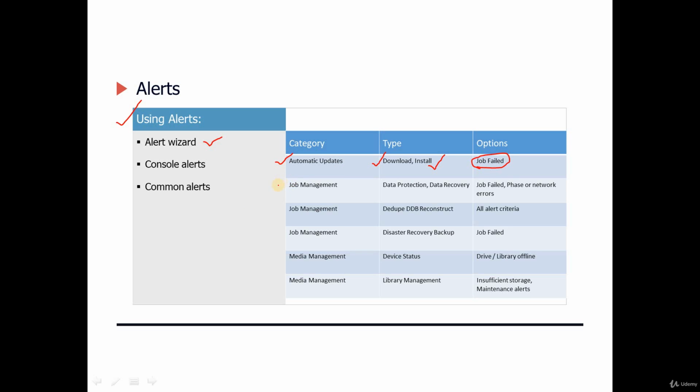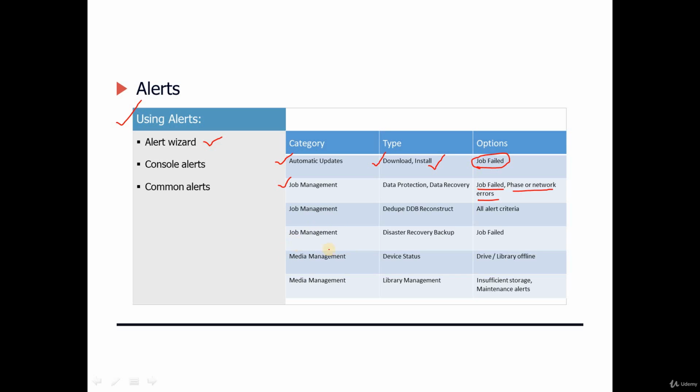Same way, if I look at the job management category, I have my backup job as well as my restore job. I want to get an alert only when the job fails or when network errors occur. So when I need attention, that means if the backup job is failing or the restore job is failing, then I should get an alert, and that too on a network error. If there is a network error, then I should get an alert so that I can talk to my network team and take corrective actions.